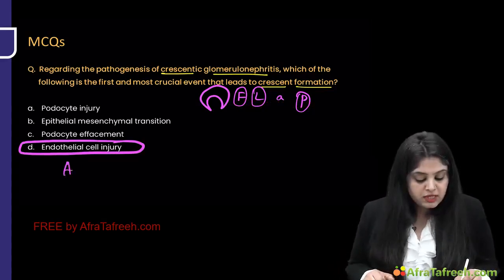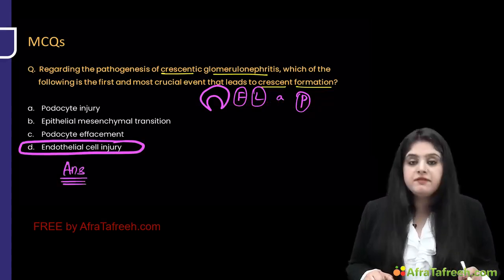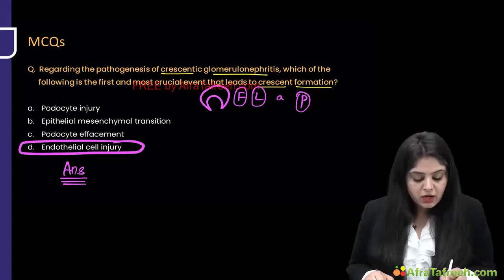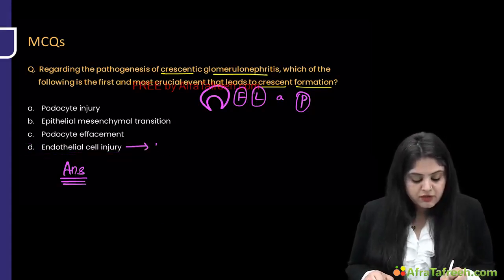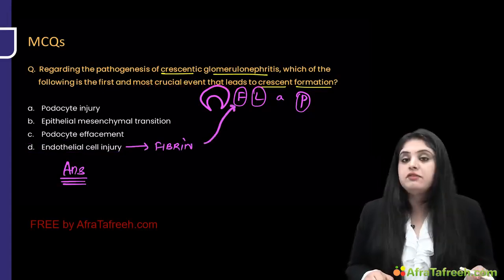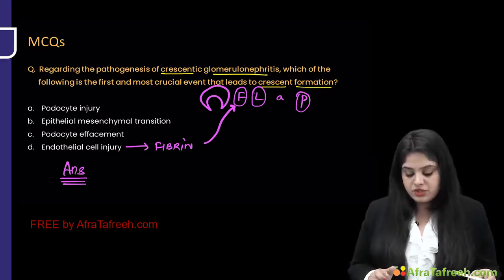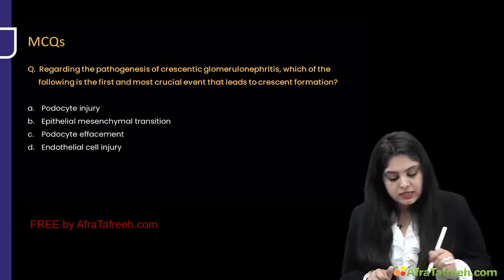So what is going to be the first and the most crucial event in the formation of a crescent? It is an endothelial injury. That is where all the fibrin deposition is going to begin, and that is how the crescent formation shall start, right? So this was an indirect way of asking you this question. Coming on to the next one.